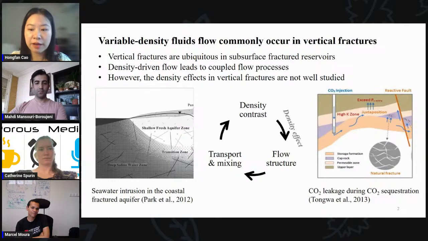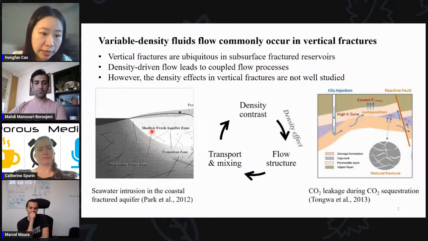Vertical fractures are very common in subsurface fracture systems, and many variable density fluid flows occur in vertical fractures. For example, in seawater intrusion in the coastal fractured aquifer, like in this vertical fracture, there are lighter fluid, fresh water, and also salt water. So there will be variable density flows. And also, it will happen during CO2 sequestration because it has denser water and lighter CO2.